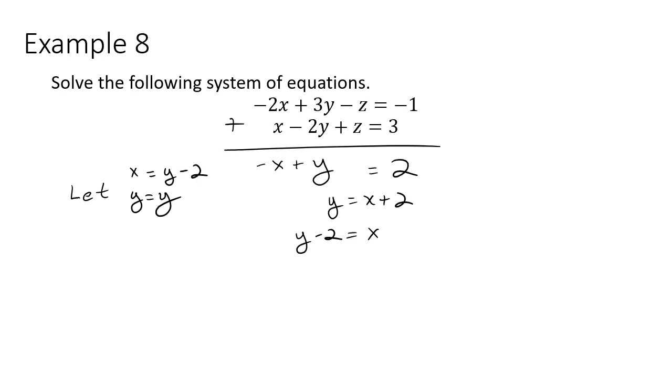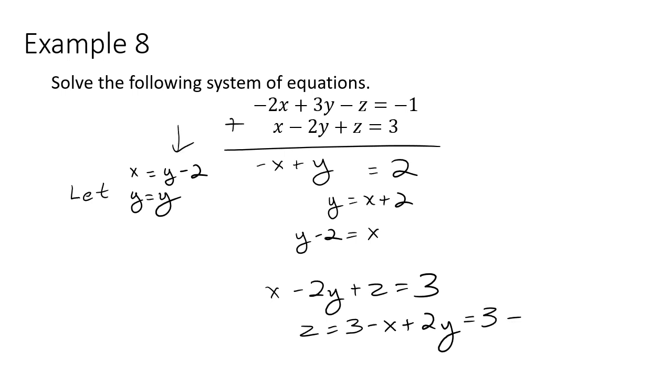So now we've got x in terms of y, we've got y in terms of y, so just like before, we're going to go up to one of the 2 equations with 3 unknowns, and just solve for z. So we've got x minus 2y plus z is equal to 3. I'm going to solve for z first and then substitute. So I'm going to subtract the x across and add the 2y across. But I want all of this in terms of y, so I'm going to replace x with y minus 2, which we now know it's equal to.